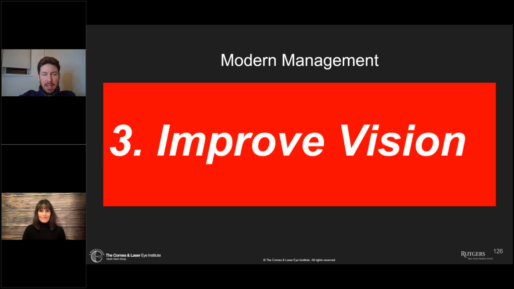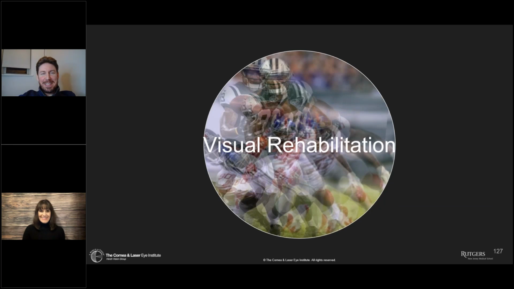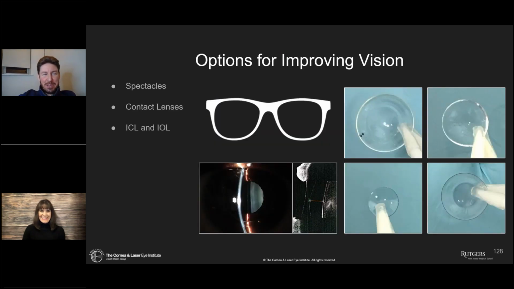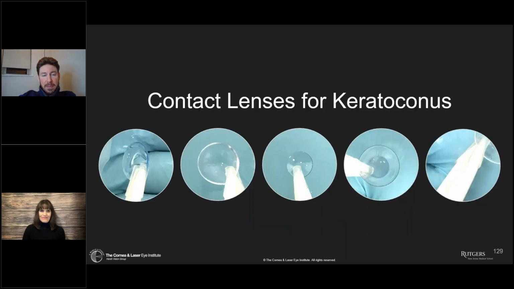So modern management then ends in improving vision. I think we can probably get through this in 5 minutes here. Visual rehabilitation of these individuals is extremely important. We can do it with glasses, specialty contact lenses, and even IOL and ICL in the right candidates. For contact lenses for keratoconus, there are a variety of them, from soft to corneal gas perms, hybrids, scleral lenses. All are very good options for individuals.